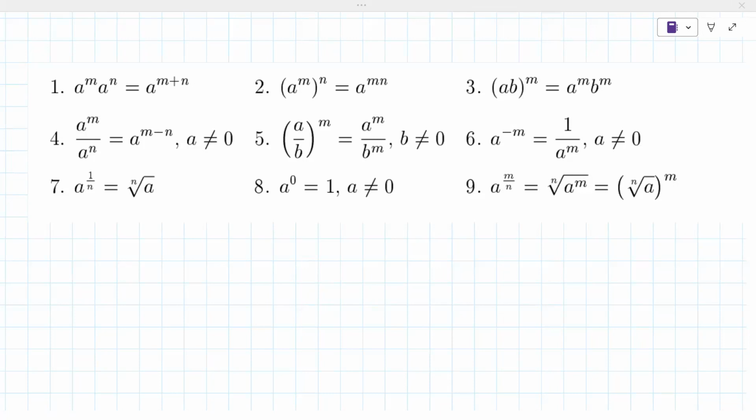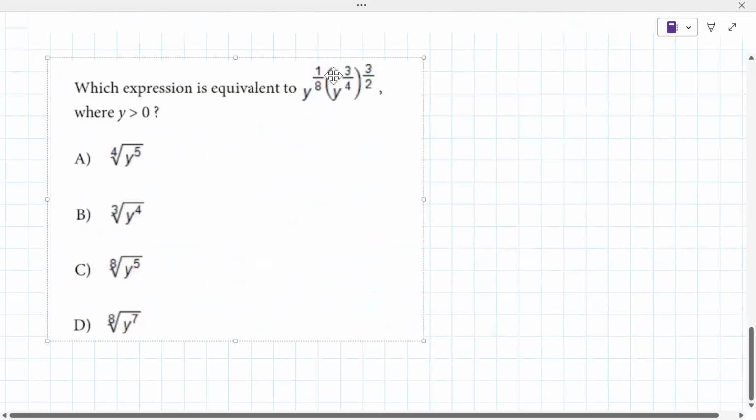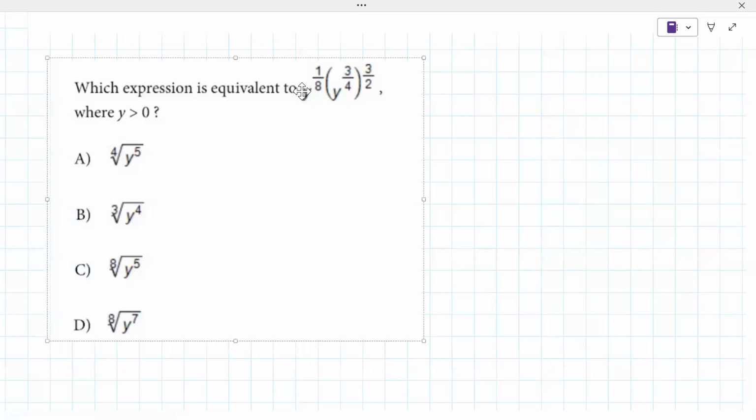Okay, so the new problem here, this one is not formatted all that well, so I'll have to give a little explanation. It's y to the 1/8 times y to the 3/4, but this one right here is to the power of 3/2. This is an exponent to an exponent, but these are then multiplying. Okay. And you're welcome to use a calculator if you want to. No big deal for me.